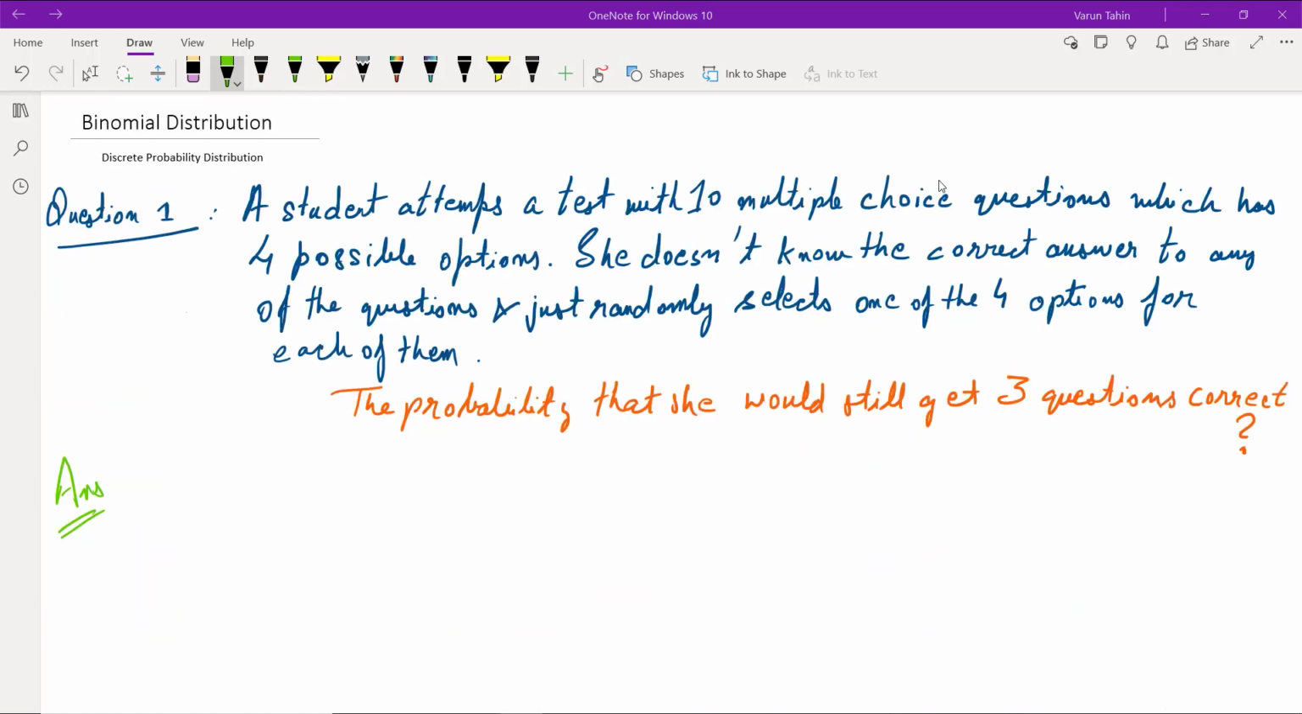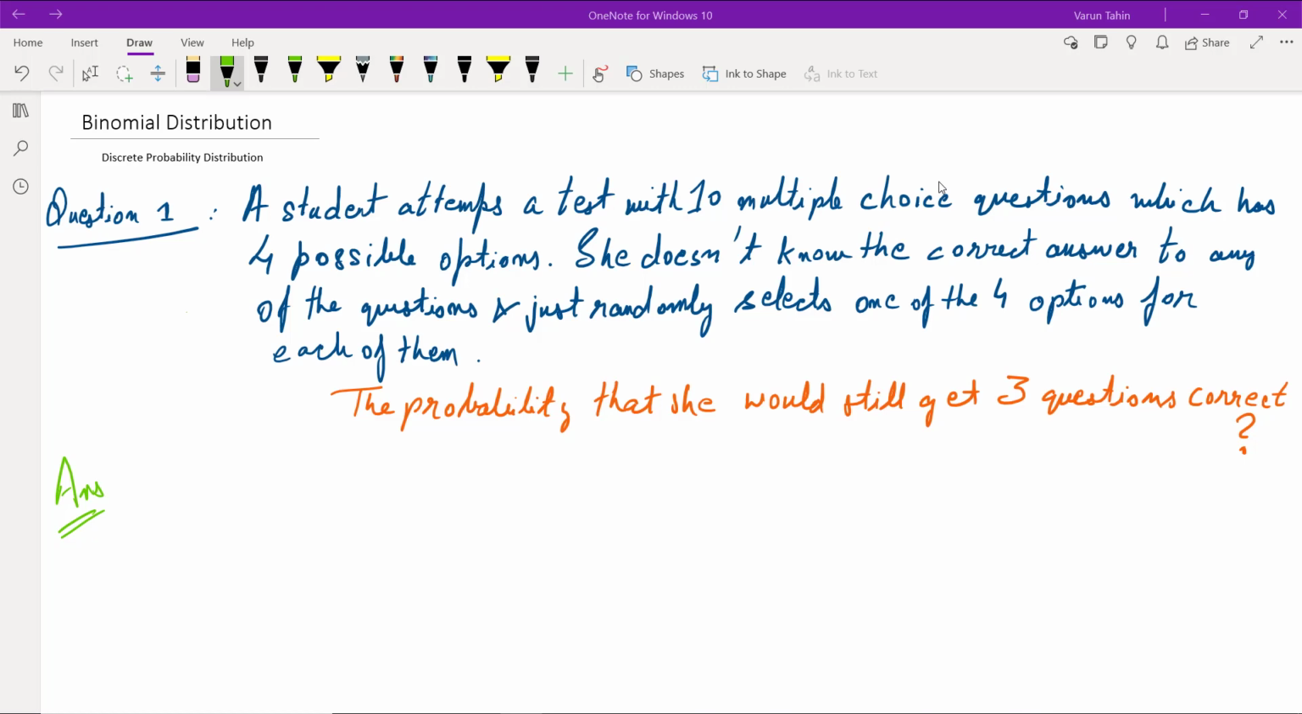Now there is this question which says a student attempts a test with 10 multiple choice questions which has 4 possible options. She doesn't know the correct answers to any of the questions and just randomly selects one of the 4 options for each one of them. Now we have to find the probability that she would still get 3 questions correct.